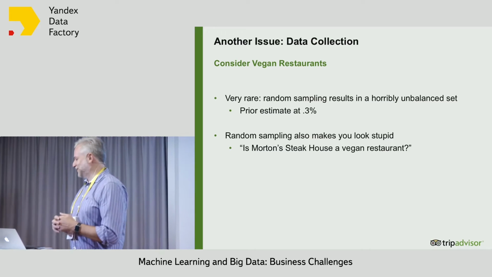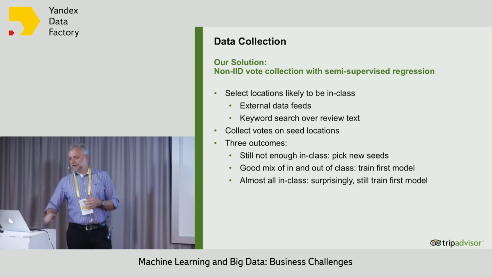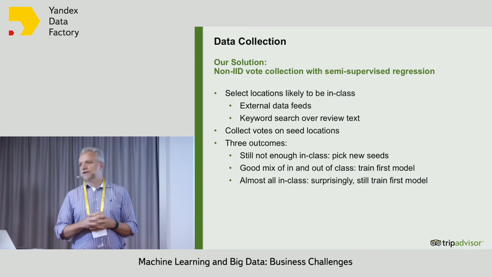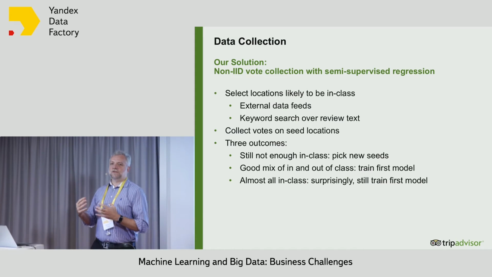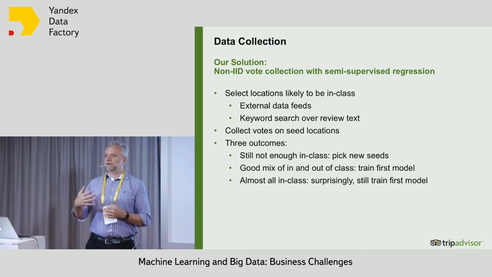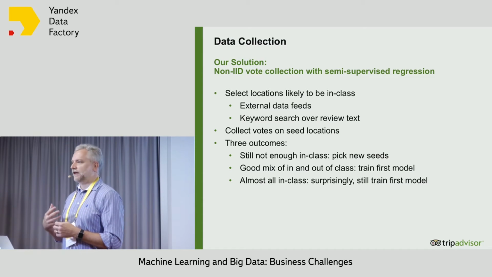You look stupid to users, and you'll start to lose their trust. So what do we do? We just don't worry about it. We do non-IID vote collection. What we'll do is a keyword search of our review text for the word vegan, let's say, and find a bunch of locations where the word vegan appears, and that will be our initial set of locations that we'll ask the votes on.